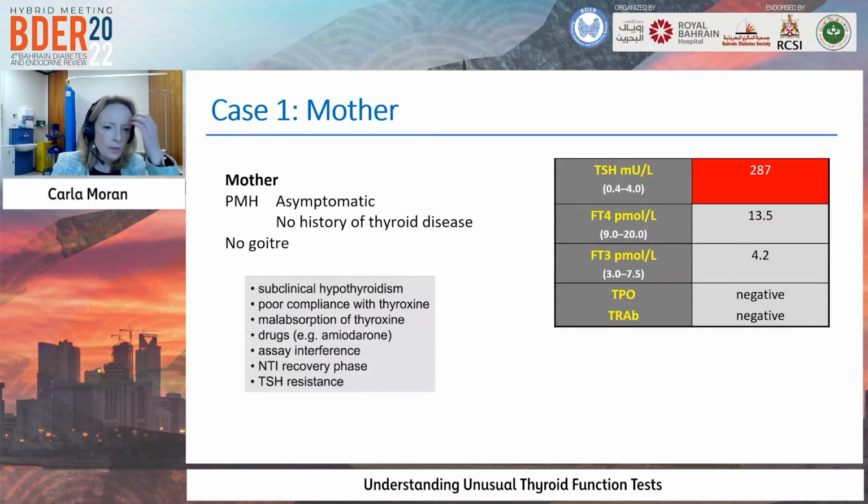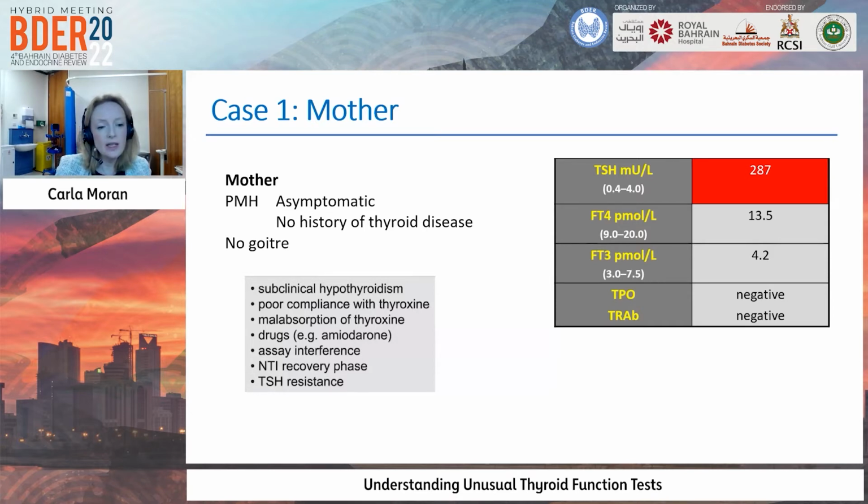So if we go back to the possible causes of such a pattern, this would not fit with subclinical hypothyroidism. The TSH is too elevated. One would expect a T4 and T3 that's very low if this was primary hypothyroidism. The mum's not on thyroxine, not on any amiodarone. And so we have to entertain other possibilities.